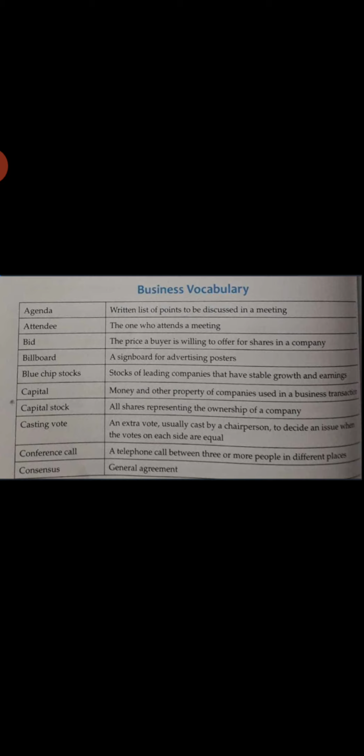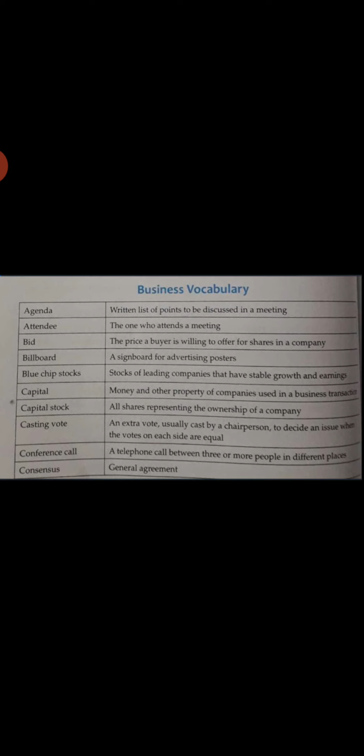And the next one is capital stock. So, what is this capital stock? All shares representing the ownership of a company. So, all the shares which represent the ownership of a company are called capital stock.